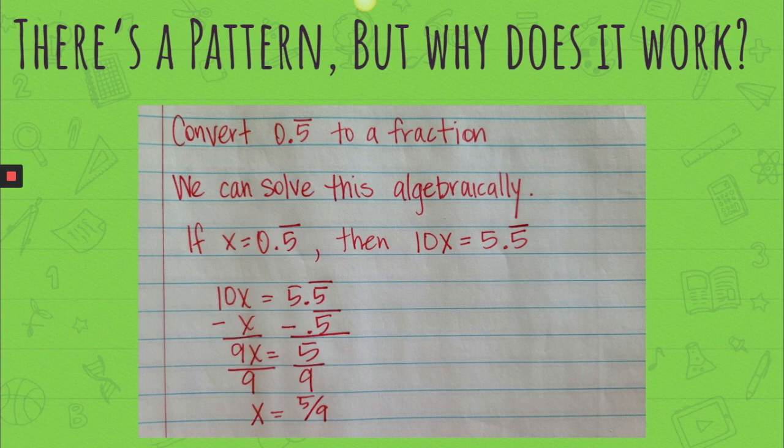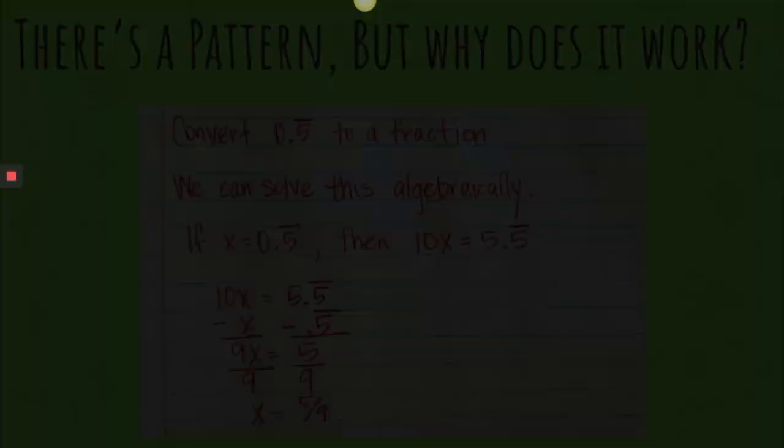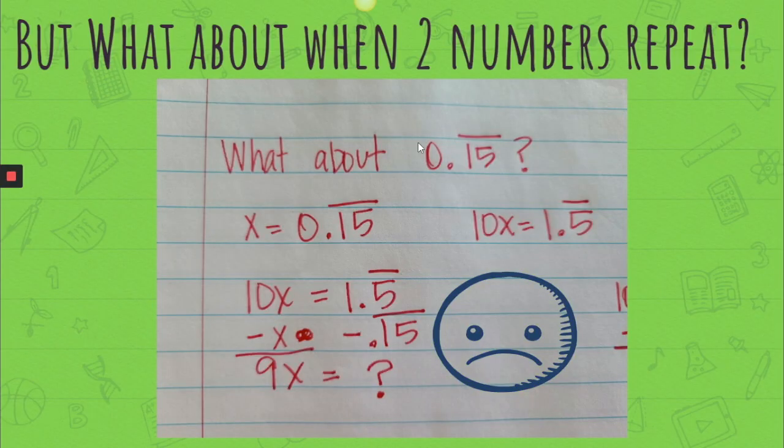Okay, but y'all know there's more. This is not all. So what about when we have two numbers that repeat? What about 0.15 where both the 1 and the 5 repeat? If I follow my same method from the previous problem, I get 0.15 repeating for x. 10x would give me 1.5 repeating, which we know is not the same because what should really go past this? There should be another 1 and then a 5 and so forth.